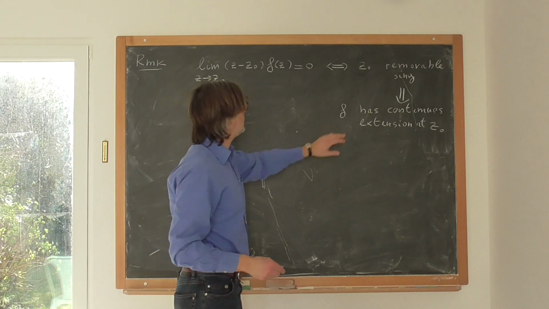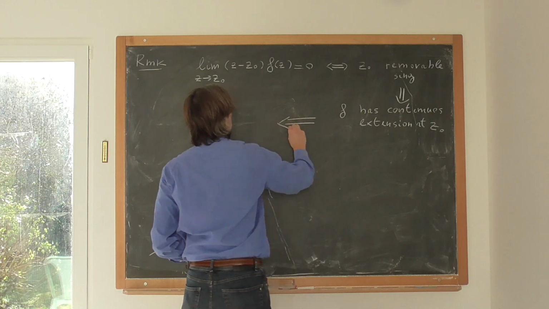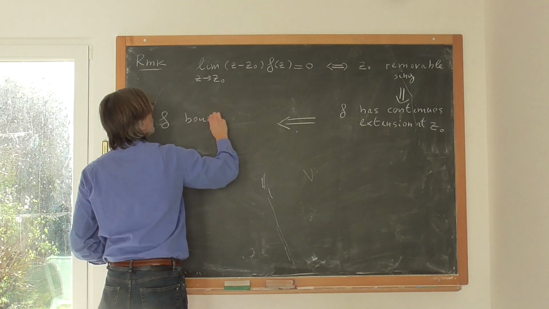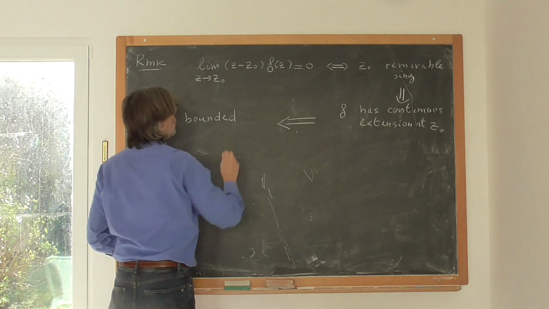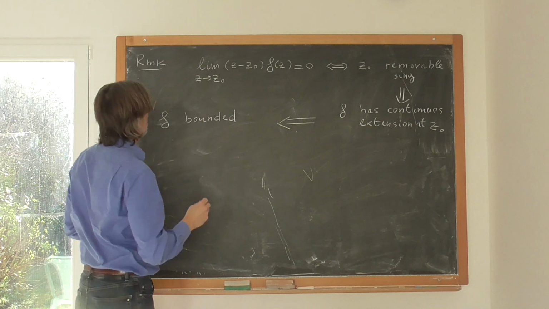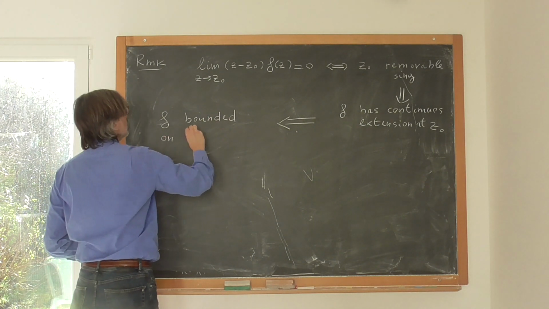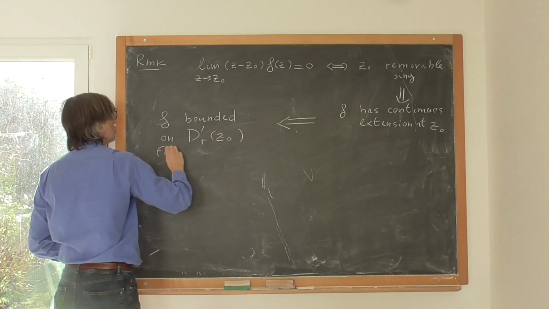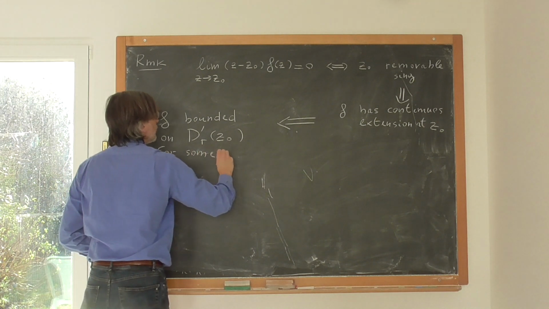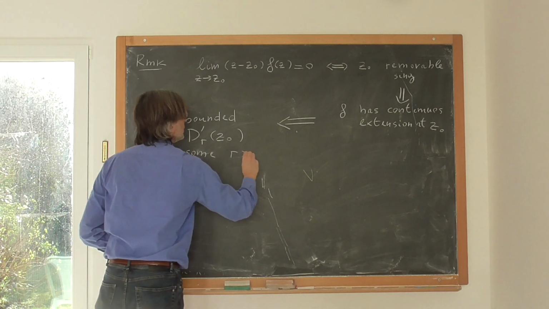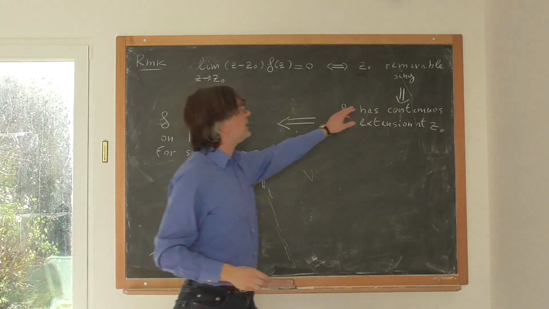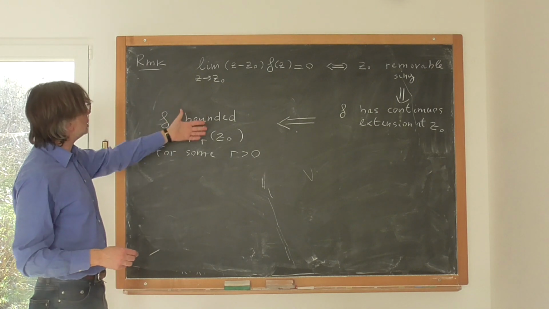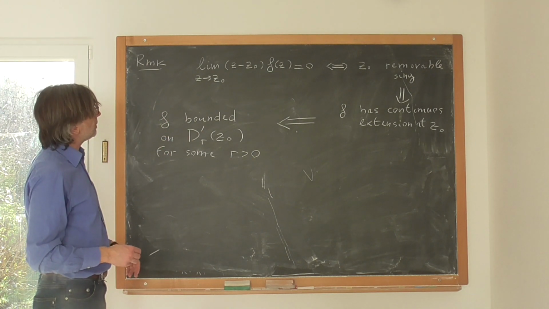So if f has a holomorphic extension at z naught, in particular it has a continuous extension at z naught. And if f has a continuous extension at z naught, in particular f is bounded on some punctured disk around z naught, on D prime r of z naught for some r positive. If the function f is continuous at the point z naught, then in particular it is bounded in a neighborhood of this point.